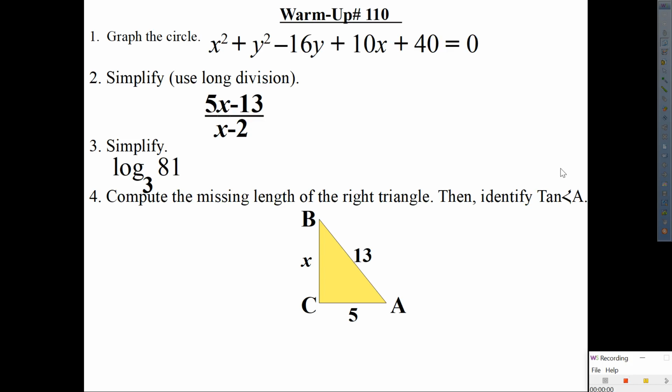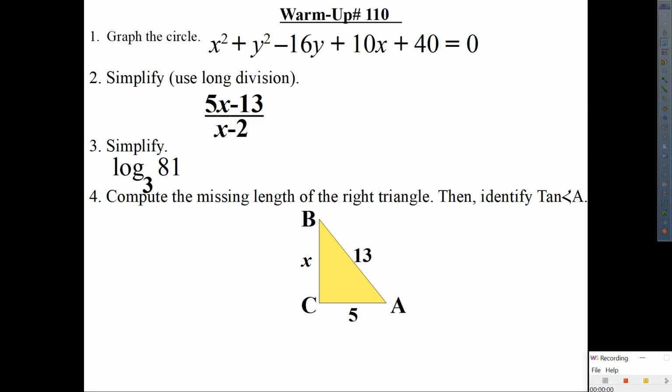Warm up 110. Number 1, graph the circle: x squared plus y squared minus 16y plus 10x plus 40 equals 0. Number 2, simplify using long division: 5x minus 13 over x minus 2. And number 3, simplify: log base 3 of 81.